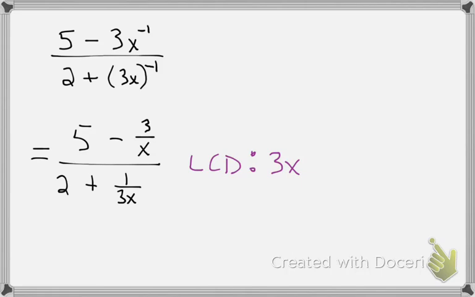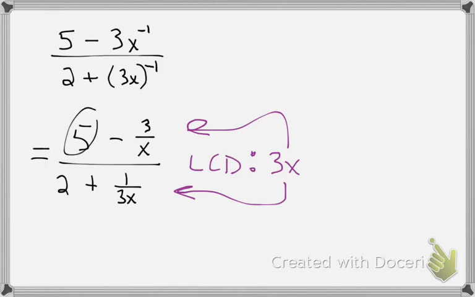So what do we look at? The denominator of 5 is 1. The denominator here is x. The denominator is 1. The denominator is 3x. So the LCD, 3x. Now what do we do with the LCD? Multiply the top and bottom of that main fraction bar by that LCD.